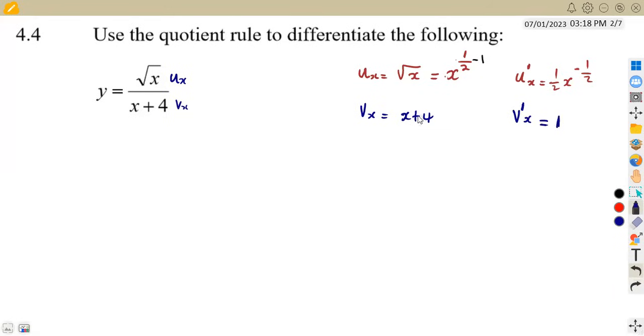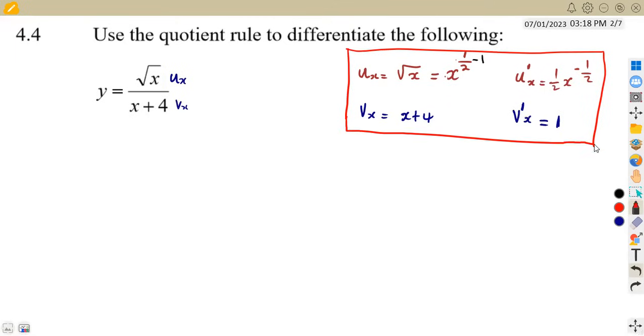4 is a constant, and the derivative of a constant, remember, is 0. So there's nothing that you're going to have here. This is the information that you are obtaining from this fraction that we have. Now we can bring back our formula and substitute everything that you are given.